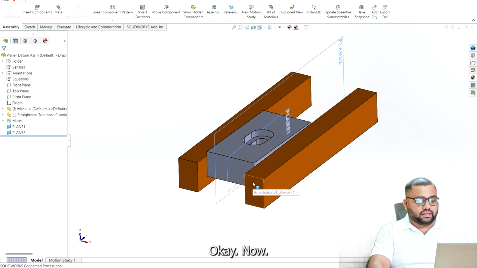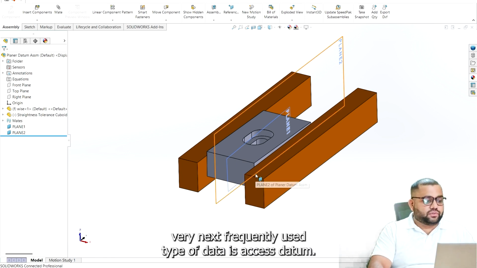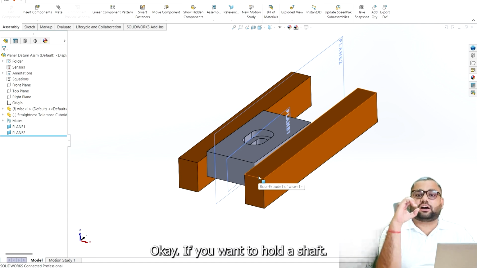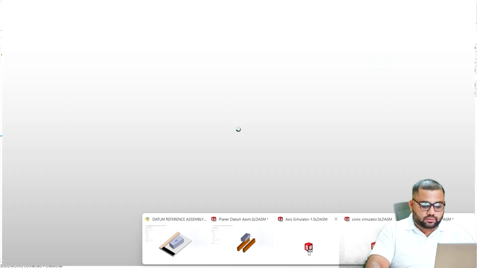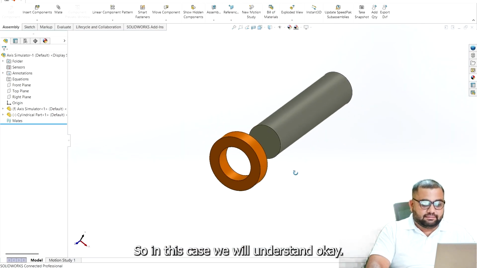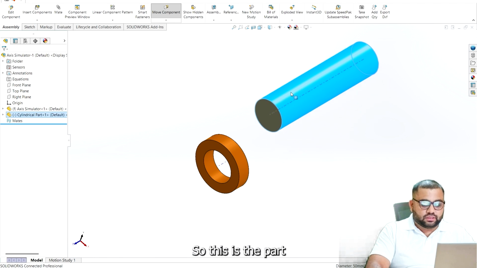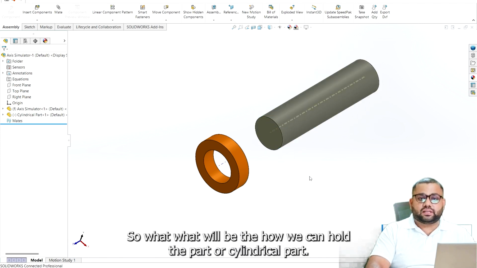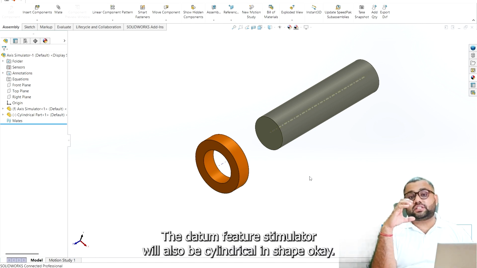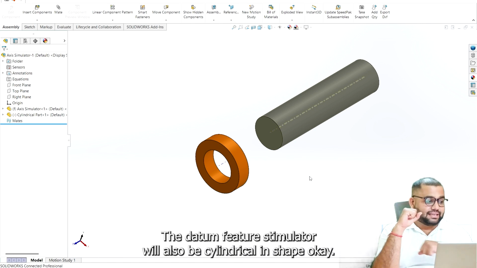Okay, now the very next frequently used type of datum is the axis datum. If you want to hold a shaft, what type of datum feature simulator do we have to use? In this case, we will understand. So this is the part. If we want to hold this cylindrical part, how can we hold it? The datum feature simulator will also be cylindrical in shape.